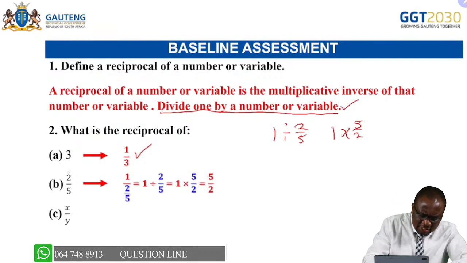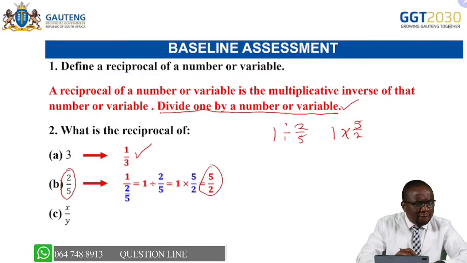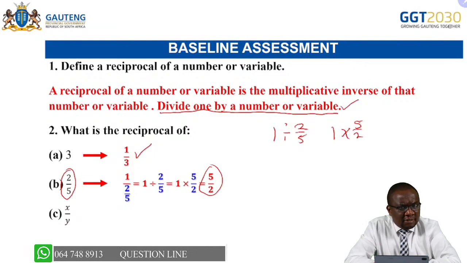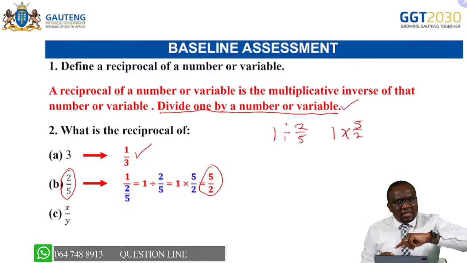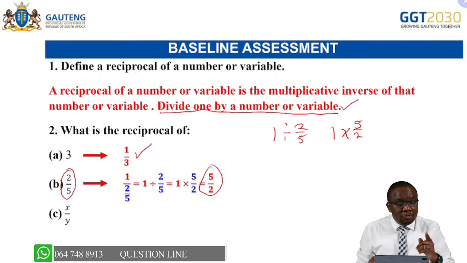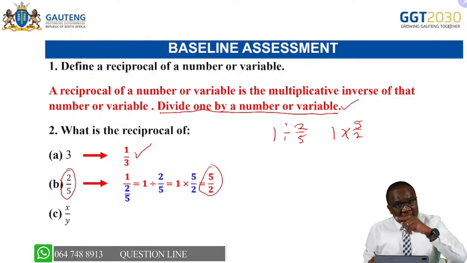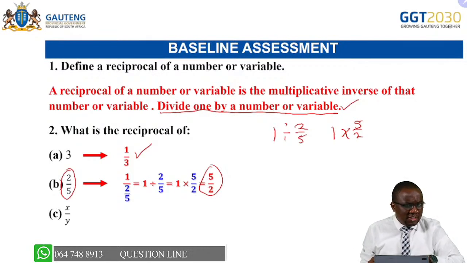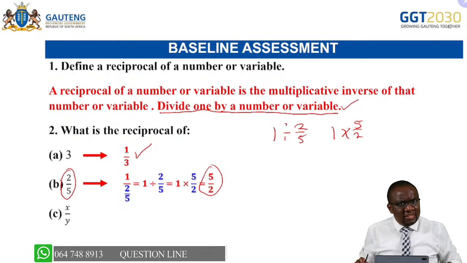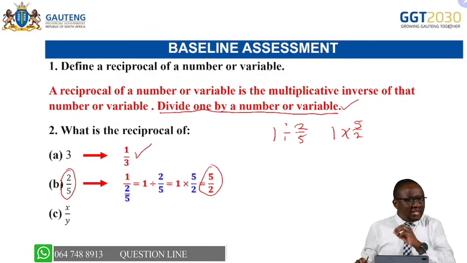Let's look at this. We had 2 over 5, and then the reciprocal is 5 over 2. Do you see what has happened there? It's like the denominator went up and became the numerator, and the numerator went down and became the denominator. Do you see that? Very, very important in today's lesson. Once you master this, you're going to enjoy today's lesson. That's a reciprocal.